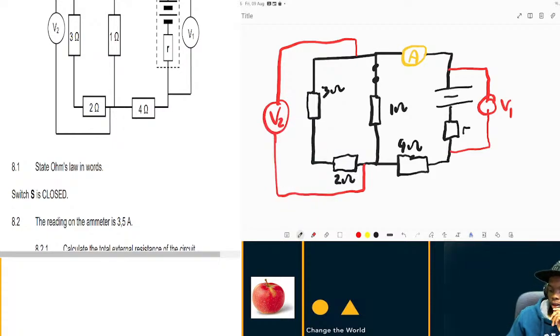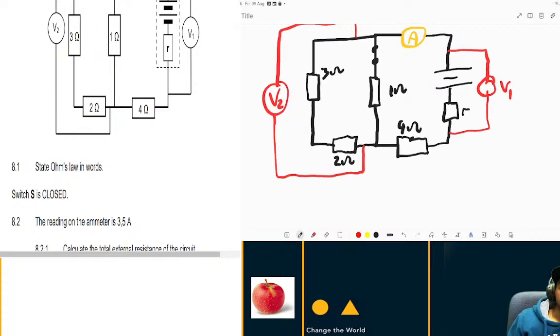Yeah, I think now each and every one of them is separate. Okay, so now the question asks us to calculate the total external resistance. Now let's start with the ones in parallel. We said the 3 ohm and the 2 ohm resistor are not in parallel because they are using the same current. They're in series, but the 1 ohm is in parallel with the 3 ohm and the 2 ohm.